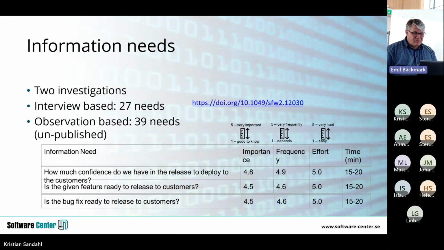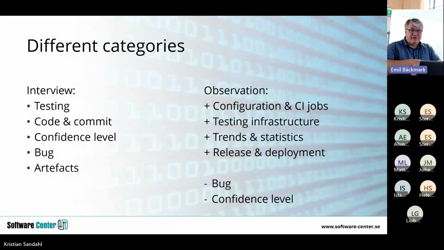Then you recently made an observation-based study, which is not published yet, but there we find 39 information needs instead. And if we have a little look at the different categories, with the interviews, people were talking about testing, which test cases have been run, code and commit, where did my code go, confidence levels, as we just saw, a little bit about bugs, what bugs are fixed before this release, and some types of artifacts created.